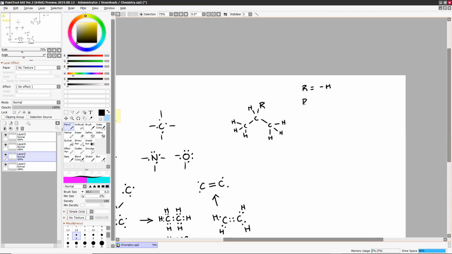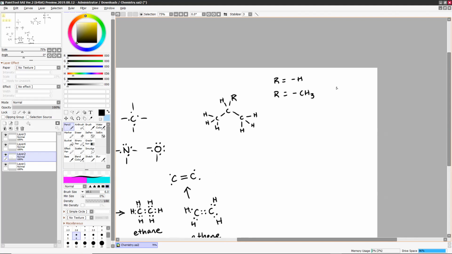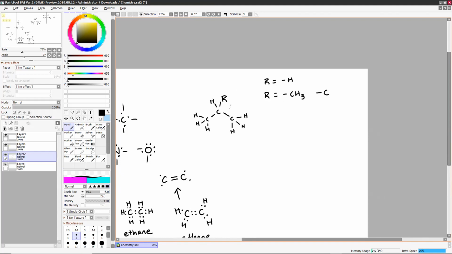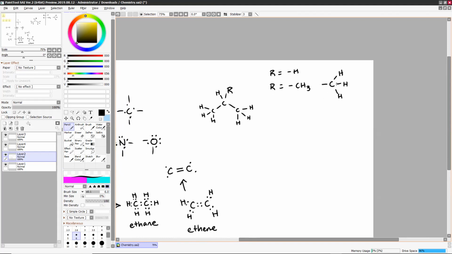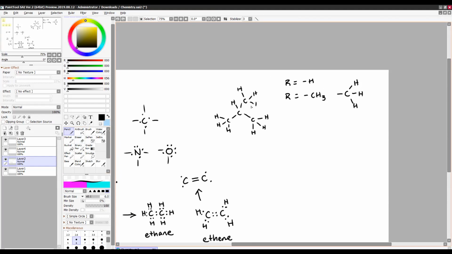R could be a CH3. Like this. How would we represent that fully? Well, there would be a carbon atom bonding to this atom, and then there would be 3 hydrogens, because carbon has 3 more unpaired electrons. So that would look like this. What else?